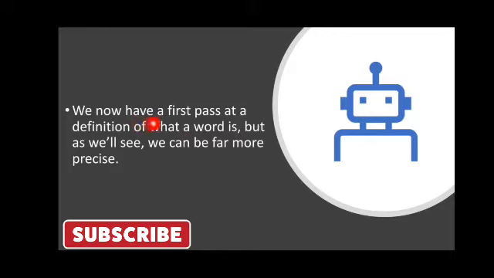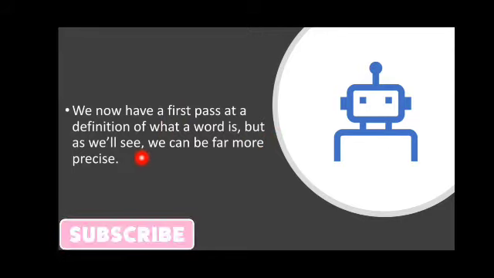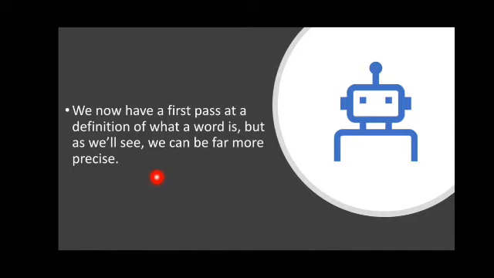We now have a first pass at a definition of what a word is. So we have a first pass, but as we will see, we can be far more precise. So we will talk more about what a word is.